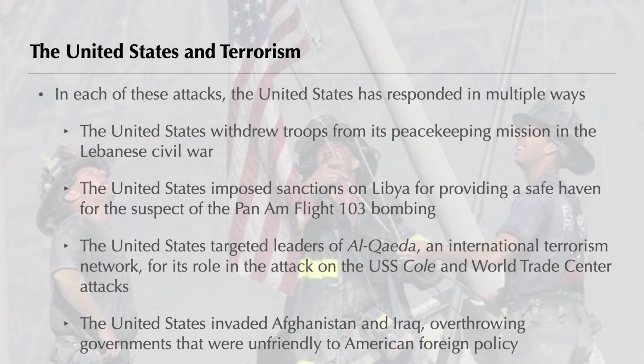Following each of these attacks, the United States has responded in multiple ways. Following the barracks bombing, the United States withdrew troops from its peacekeeping mission in the Lebanese Civil War. The United States imposed sanctions on Libya for providing a safe haven for the terrorist suspects of the Pan Am Flight 103 bombing. The United States targeted leaders of Al-Qaeda, an international terrorism network, for its role in the attack on the USS Cole and both World Trade Center attacks.